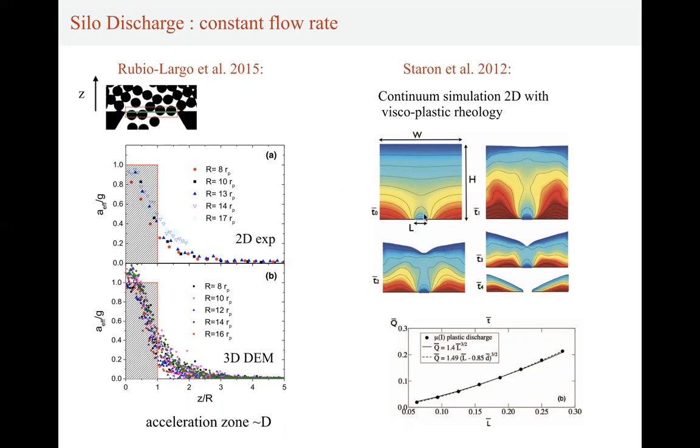And recently, what's really interesting to us is that Staron and collaborators, using continuum simulations, the ones we have seen with the mu(I) visco-plastic rheology, using this continuum modeling with Gerris or Basilisk, a CFD code, found that you can reproduce the flow rate of a silo discharge simply using a mu(I) rheology. That's really interesting to us because we wanted to see if we can use this rheology more generally.